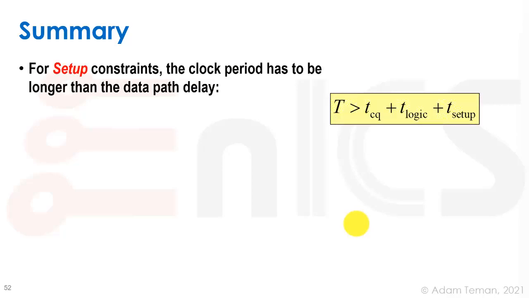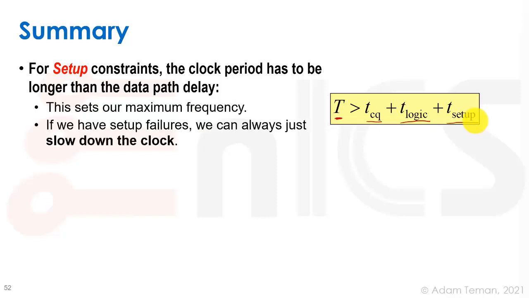So as a summary, for setup constraints, the clock period has to be longer than the path delay. We take the clock period T, it has to be bigger than the register delay TCQ, the logic delay T logic under worst case, the longest logic path there is, under slow conditions, under low voltage, under a worst case temperature, which would be high generally, and under temperature inverted it would be a low temperature, and T setup, which is the setup constraint that the data has to be stable before the next clock edge arrives at the next flip-flop. This actually sets our maximum frequency. If we have a setup problem, all we have to do is slow down the clock, which means making T larger will help us meet this constraint.